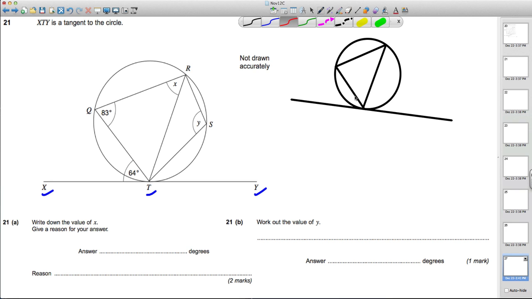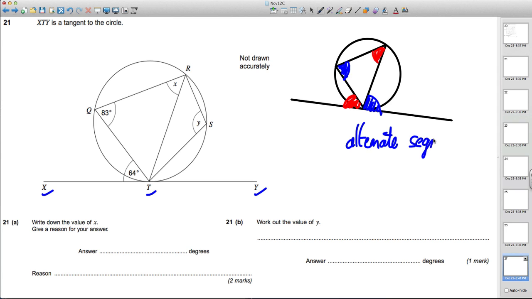The angle a tangent makes with a chord, so this whole angle here, is always equal to the opposite angle in the triangle or shape formed. And similarly, this angle with this chord must be equal to this opposite angle here. And that's called the alternate segment theorem.